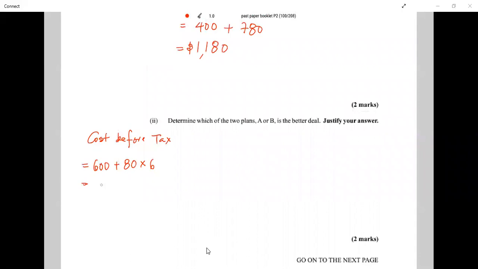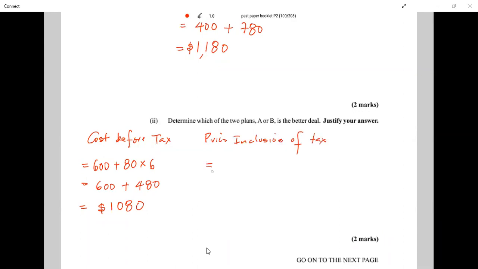So this is $600 plus $80 times 6, which is 480. So this gives us a before tax cost of $1,080. So let's put now the price inclusive of tax.